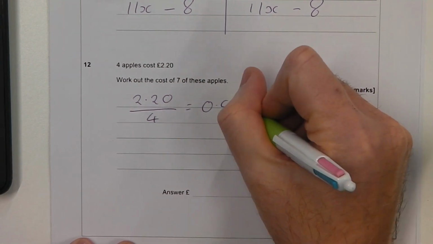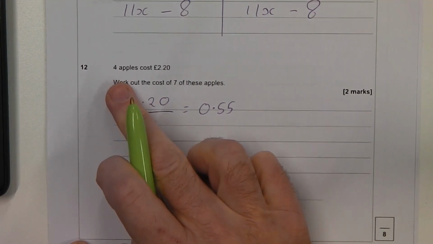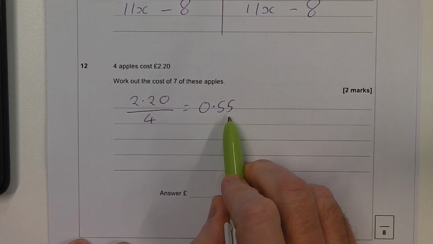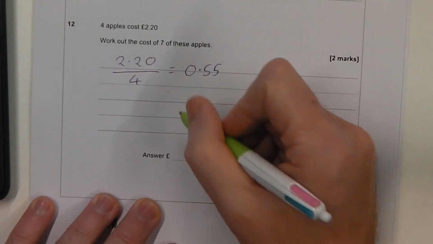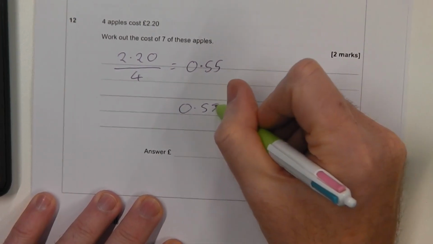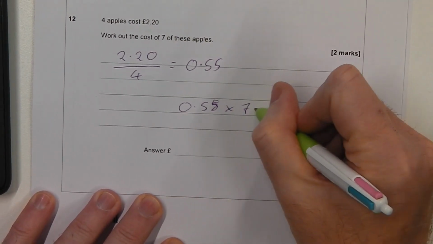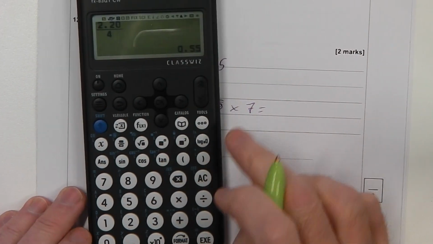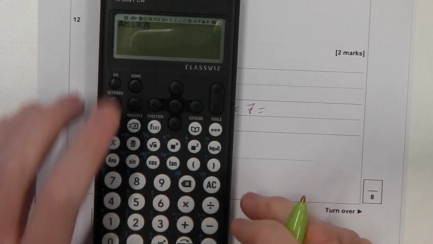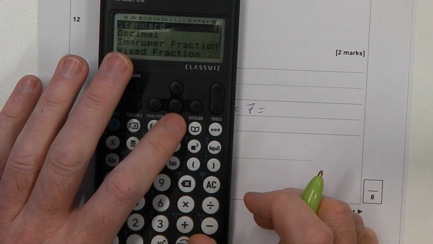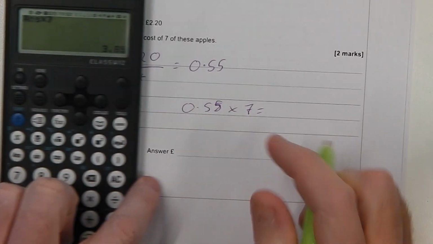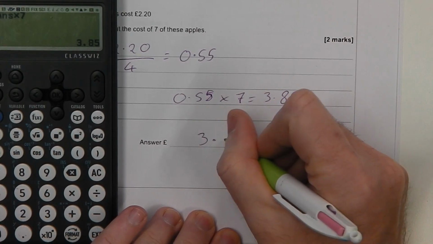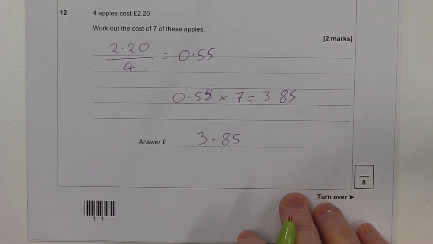So that means that each of the apples is going to be 55 pence, because that's part of the pound. And I can take that 0.55 and times it by 7. So again, still got my answer on there, so I can leave that on the screen and I can just press multiply by 7. So answer times by 7, still get a decimal, and I get £3.85. And that is our answer, £3.85 for 7 apples.